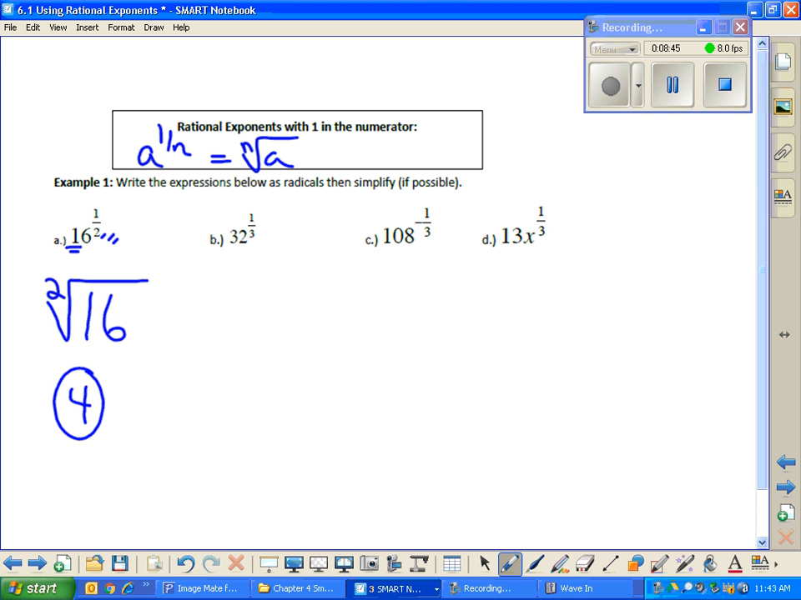Before I get too far into this, I wanted to just take a little bit of a moment to talk about the expectation for your work in class today and then the expectation for your homework tonight. Notice I show work whenever I do these problems. Even though I know mental math, I can figure out the square root of 16 is 4. What I need you to be able to do today is be automatic with the fractional exponent and the way you write it as a radical.